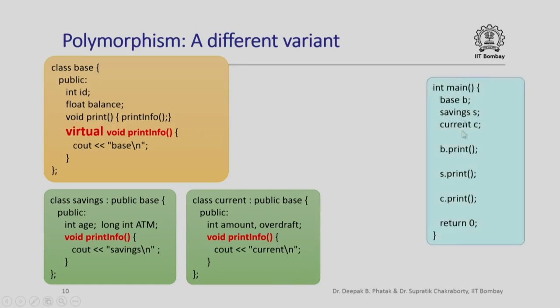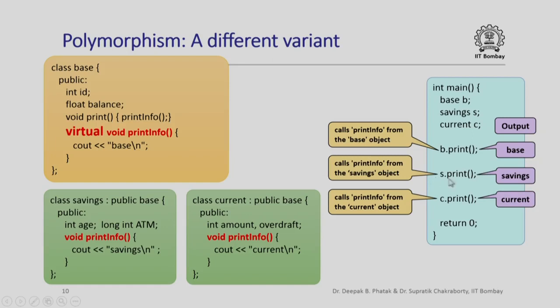So, to illustrate this, let us look at this program. Here I have 3 different objects of class base, savings and current. Here I am calling b dot print. So, b is an object of class base, so it must directly call the print method, and in the print method I see an invocation of print info, and print info is declared as virtual. So, I must go back and ask, what is the context in which this call is being made? The context is an object of class base. Therefore, I should use the definition of print info as in the class base, and this should get printed out.